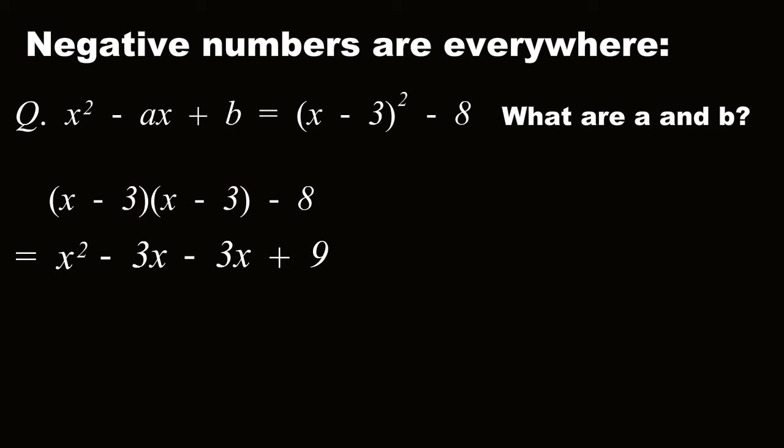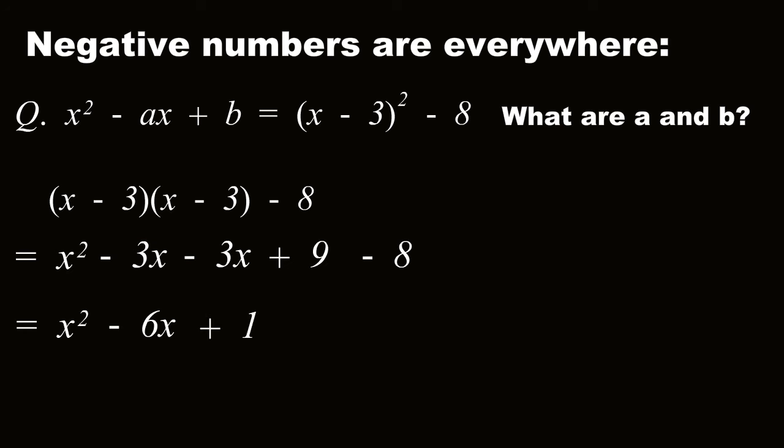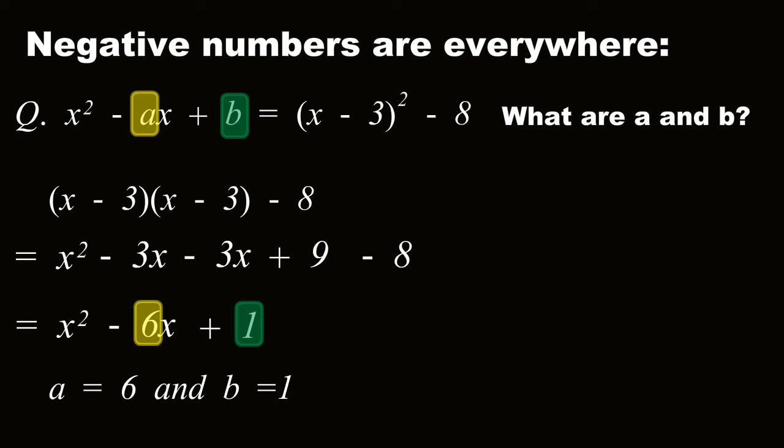To get to the next 9, we need to do negative 3x minus 3x. They will become negative 6x. Why? Because negative 3 minus 3 is negative 6. In the end, we find that the expression is x squared minus 6x plus 1. By comparing the numbers and the unknowns, we know the answer is a equals 6 and b equals 1.